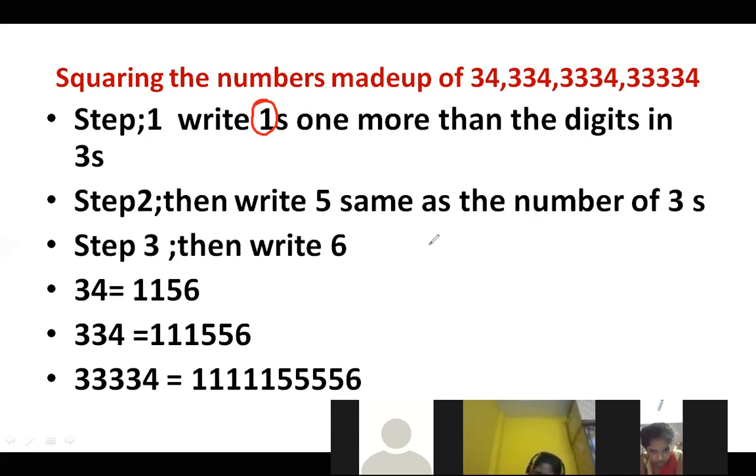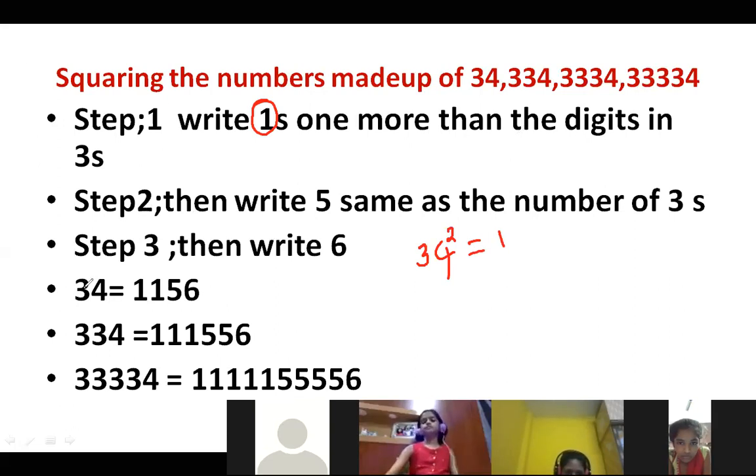So let us find 34 squared. How to square 34? 34 squared means first what should we do? We should write ones. How many ones should you write? Write ones, one more than the digits in 3s.